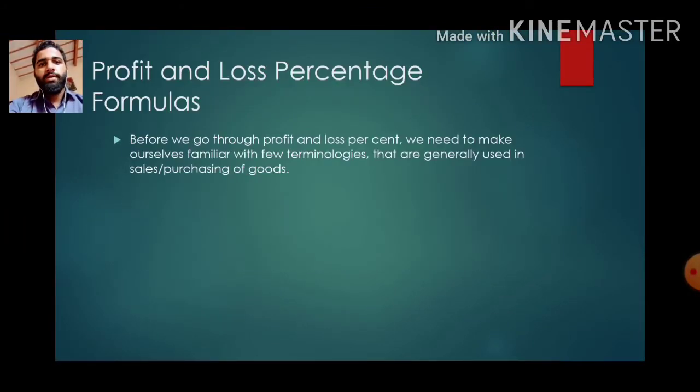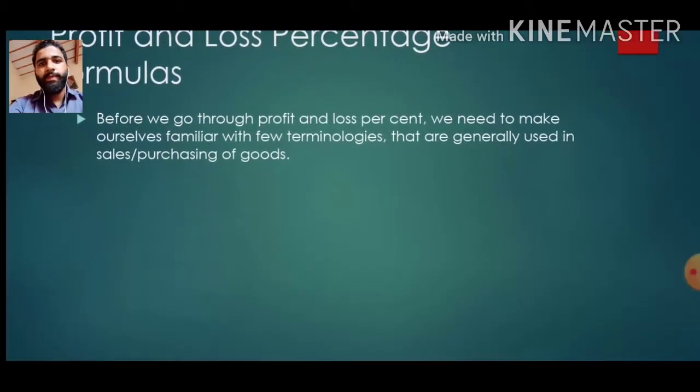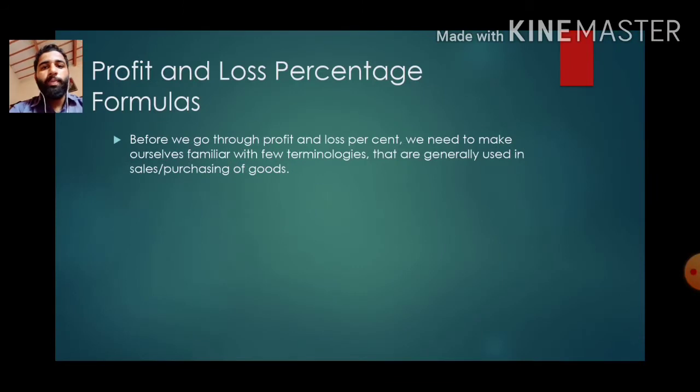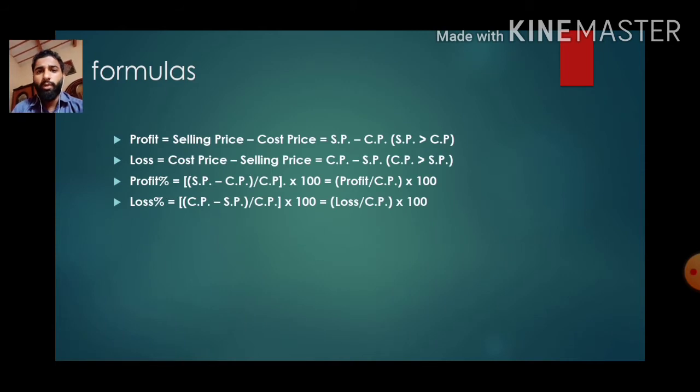Profit and loss percentage formula. Before we go through profit and loss percentage, we need to make ourselves familiar with a few terminologies that are generally used in sales and purchasing of goods. Formulas: profit is equal to selling price minus cost price, SP minus CP, where SP means selling price, CP means purchasing price, and SP is greater than CP.